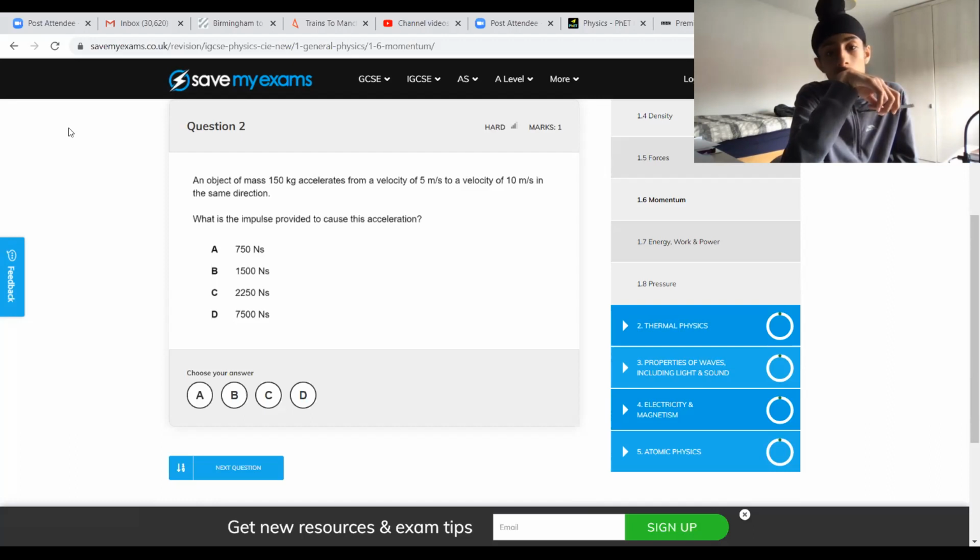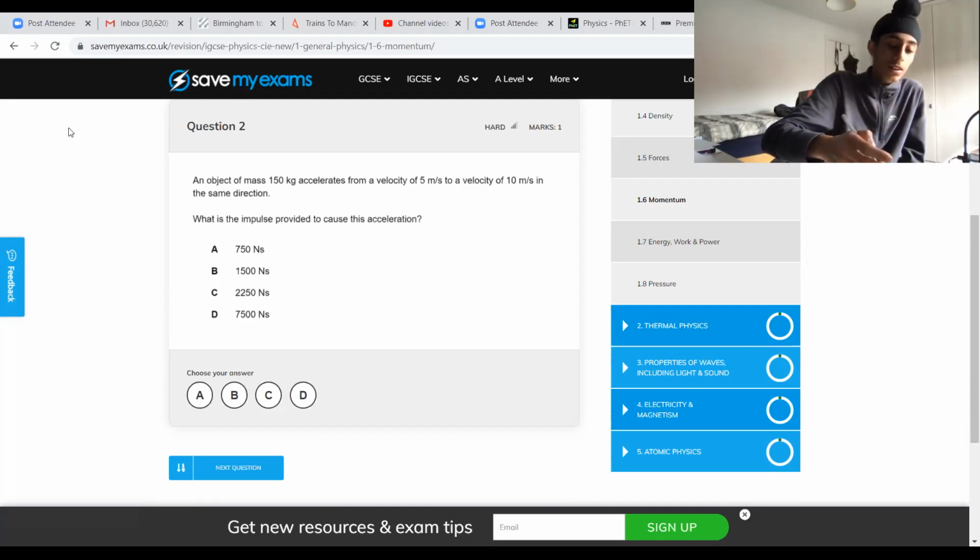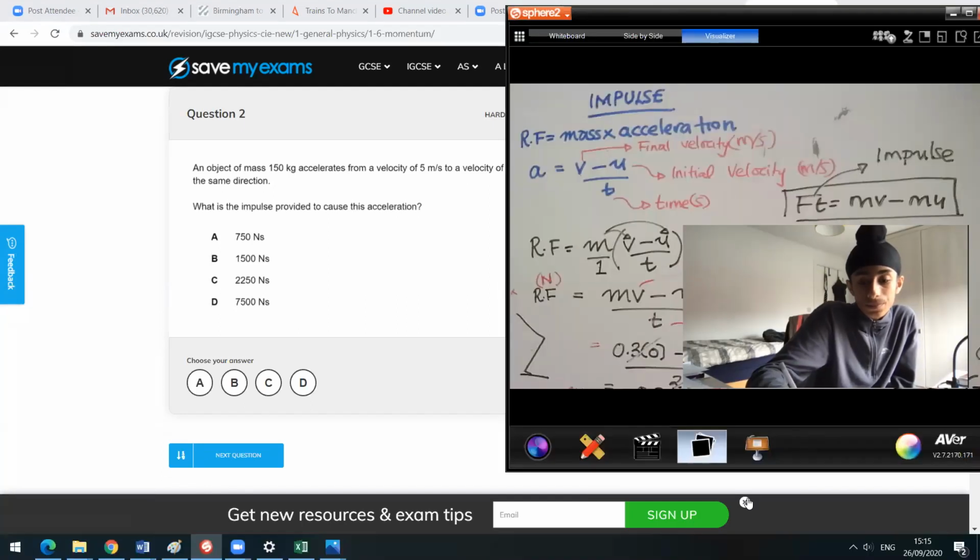Can you remember the formula for impulse? That's the only formula I didn't write down. I wrote all the acceleration one. No worries. Isn't it just the acceleration formula in the relative force, the resultant force one? Not quite. I'll just bring this up.